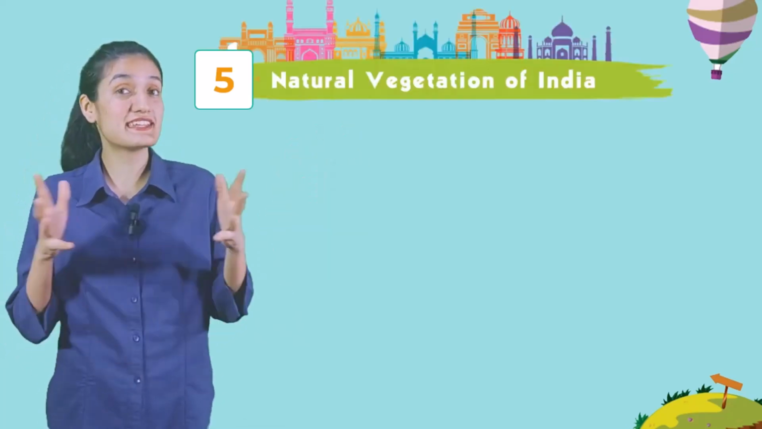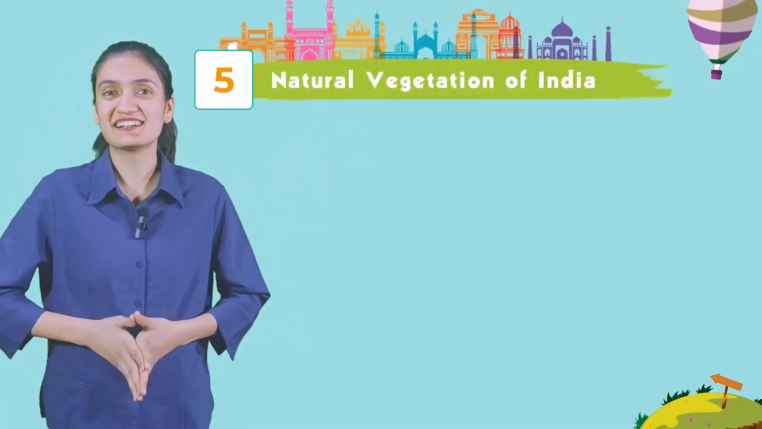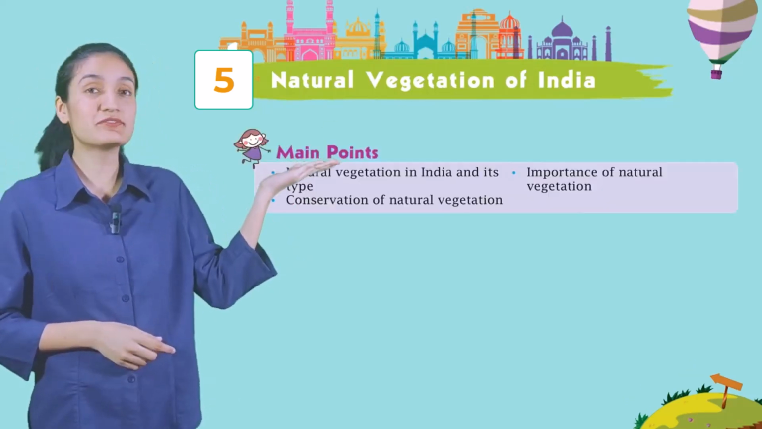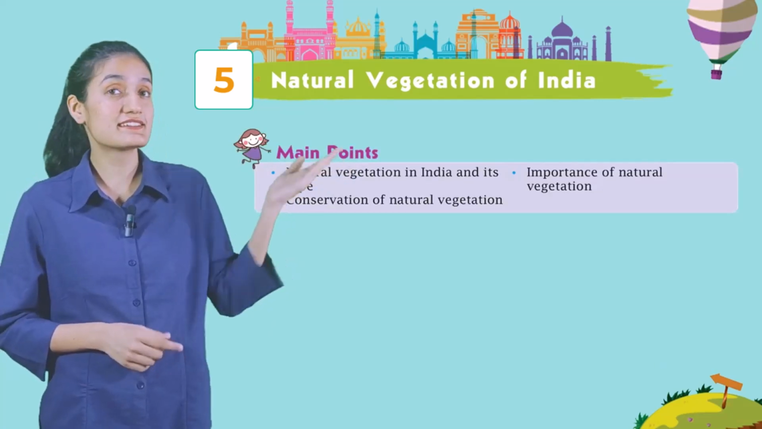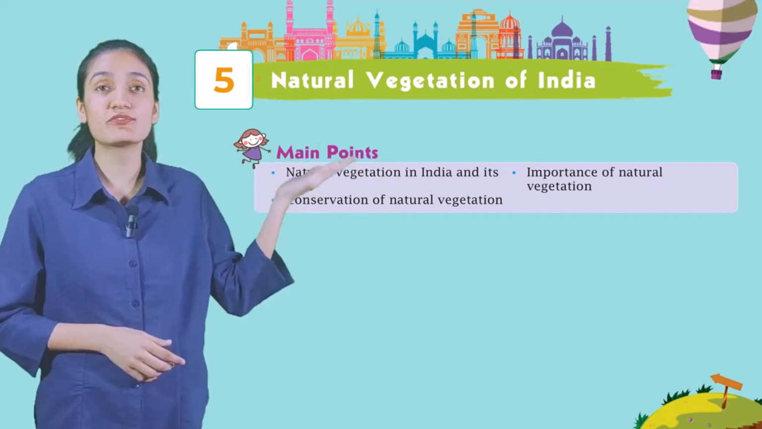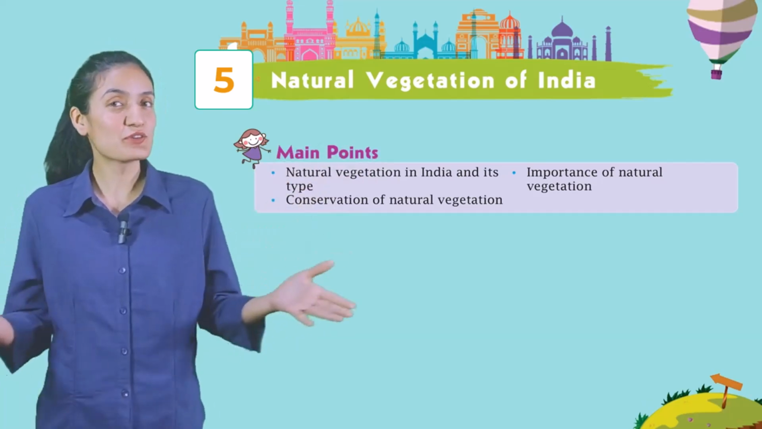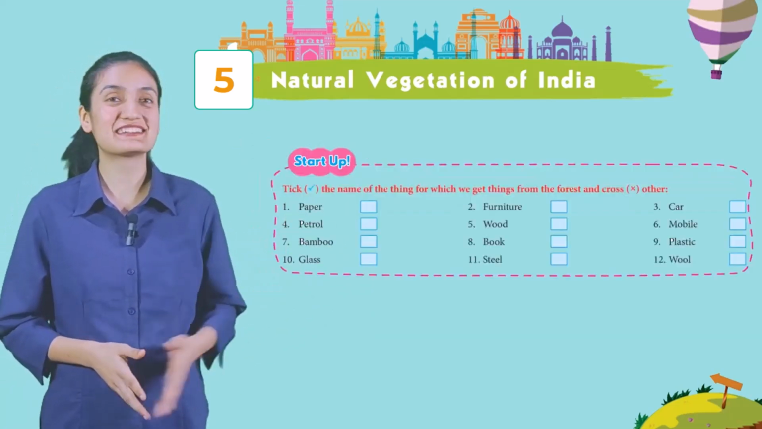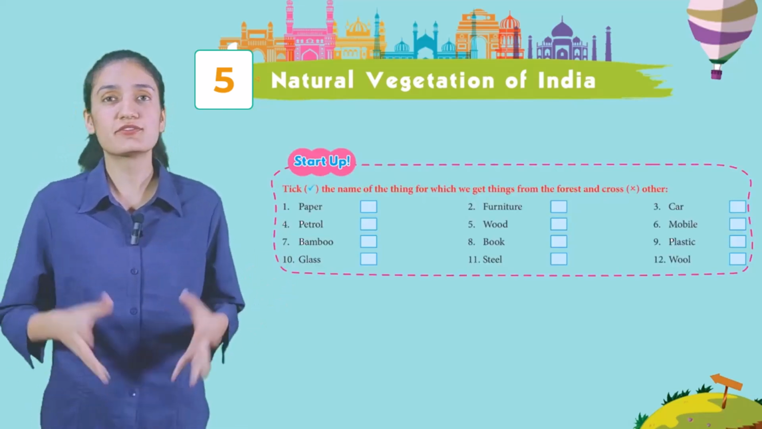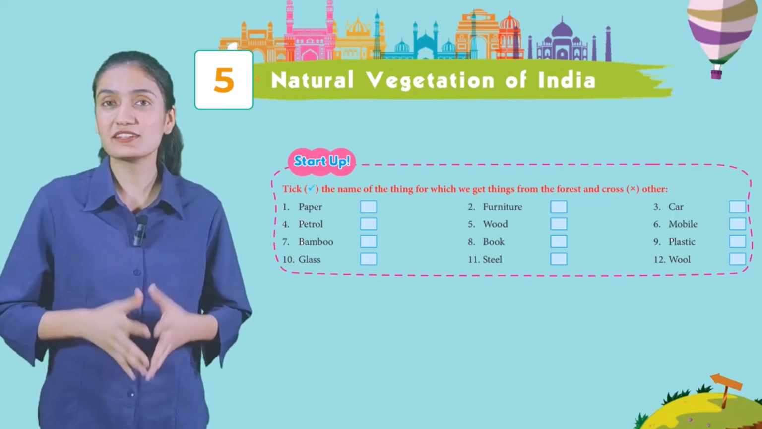Today we are going to start with chapter number 5, that is natural vegetation of India. And what are the main points? Here are those: natural vegetation in India and its types, importance of natural vegetation, conservation of natural vegetation. So what are you waiting for? Let's start. Take the name of the thing for which we get things from the forest and cross the other.